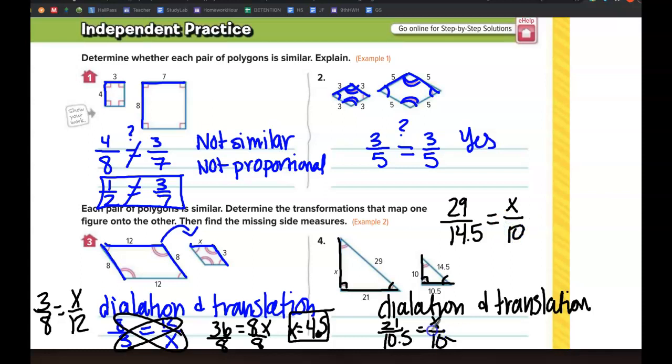So then I would use my butterfly method. So 21 times 10 is 210, and that equals 10.5x. I divide by 10.5, divide by 10.5. So either way, I should get x to equal 20.